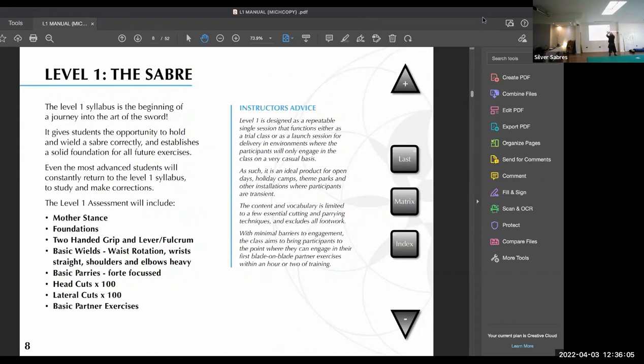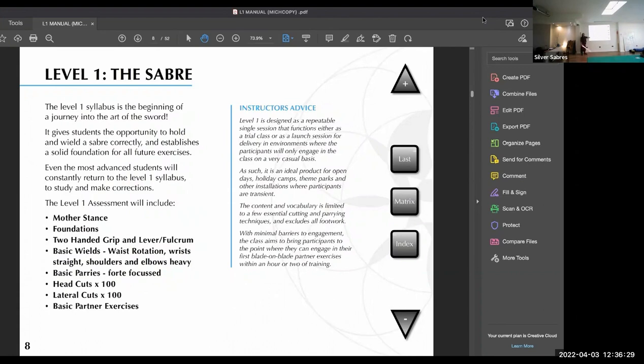They're going to start drifting into lower and lower angles. And that's fine. It's nice that they're enthusiastic and they're attempting to do the assessment, but those are not lateral cuts. Lateral cuts are at shoulder height. And again, you're going to see a little bit of waist coming in with the wield and a release on the cut. They have to be correct.